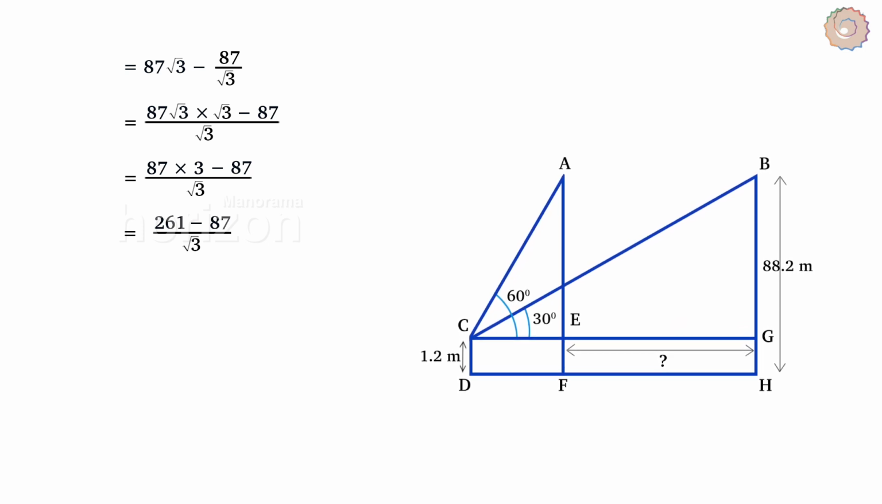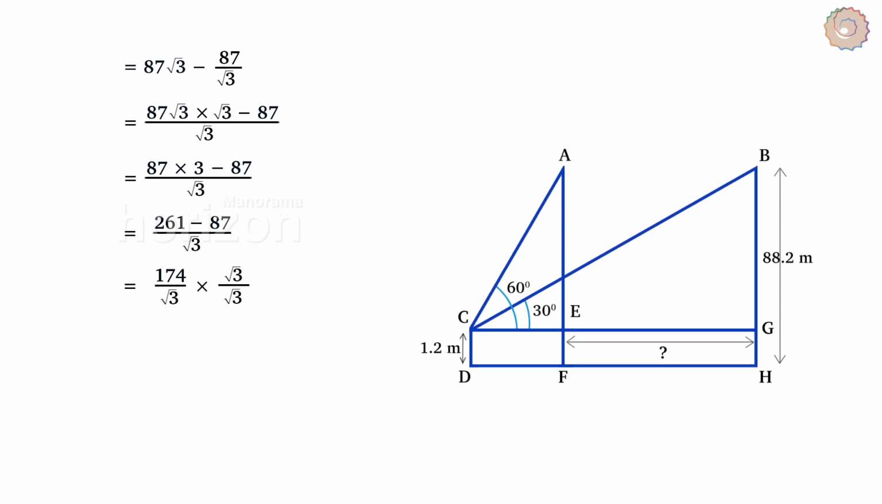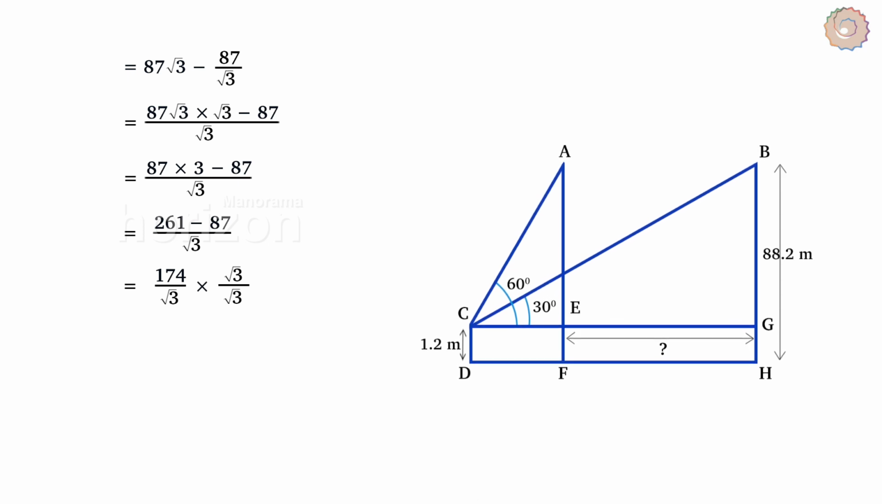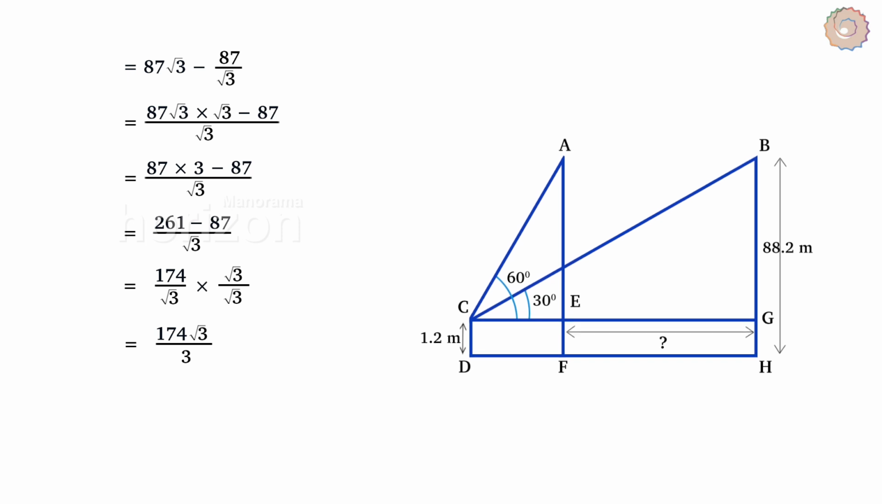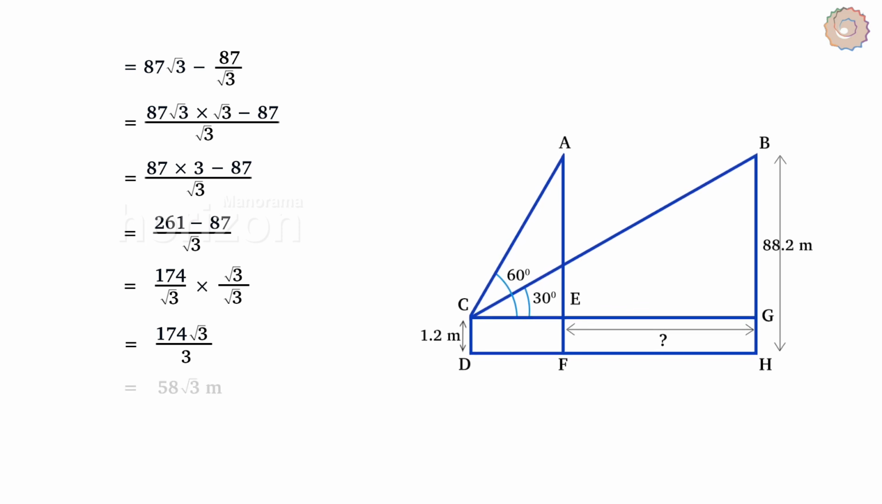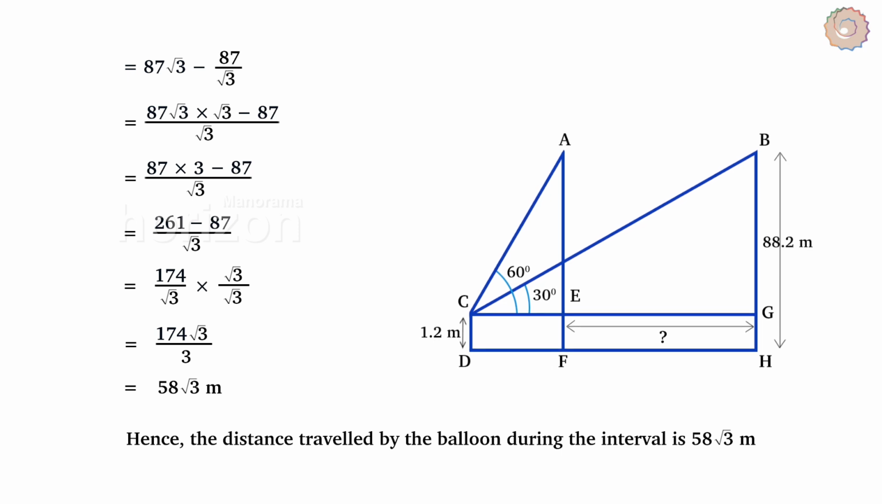Again we rationalize. That is, root 3 is LCM here. So we rationalize and get it as 174 divided by root 3 into root 3 by root 3. That is 174 root 3 by 3. Solving the same we get 58 root 3 meter. Hence, the distance travelled by the balloon during the interval is 58 root 3 meter.